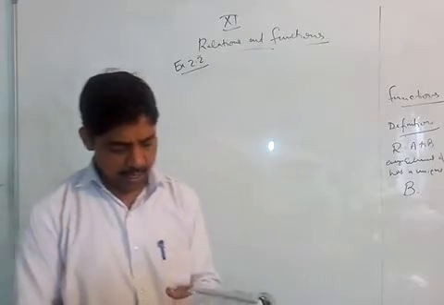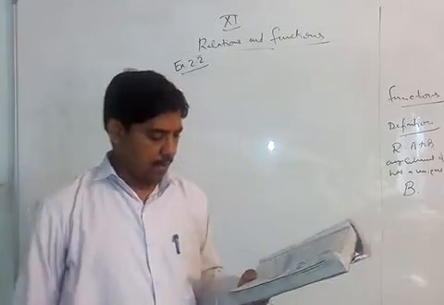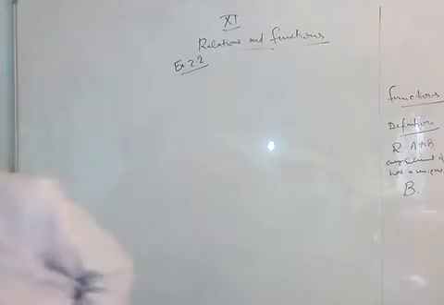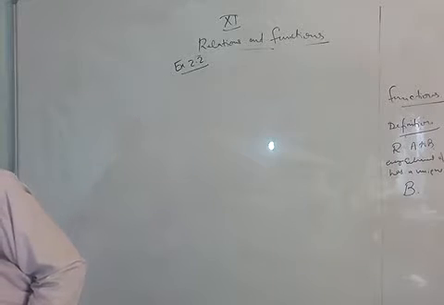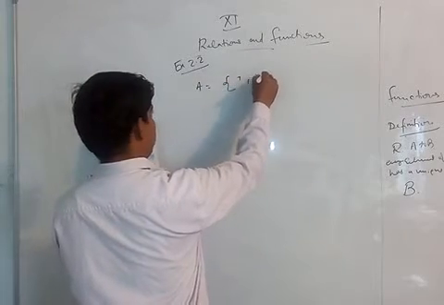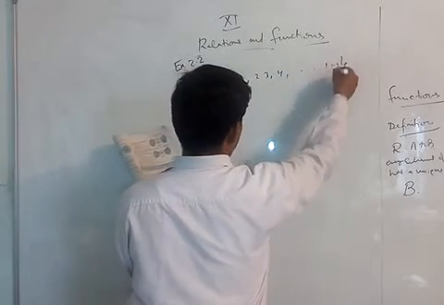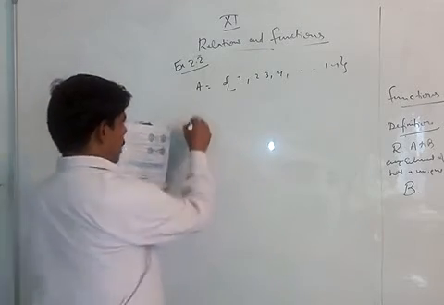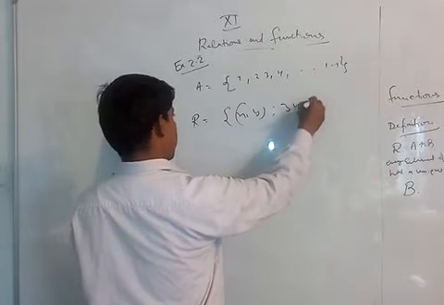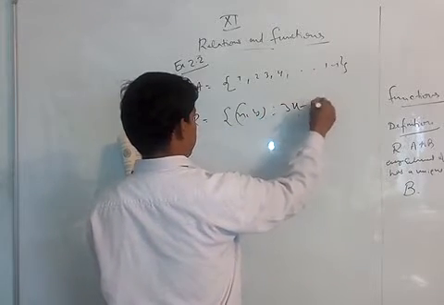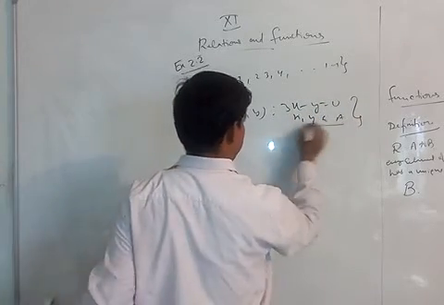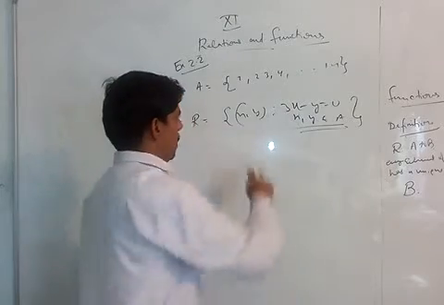First question: A is 1, 2, 3 up to 14. Define a relation from A to A by R = {(x, y): 3x - y = 0, x, y belong to A}. We have a set A given by 1, 2, 3, 4 up till 14, and the relation R is such that 3x minus y is equal to 0, where x, y belong to A. This is very important. x and y are not belonging to natural numbers, they are belonging to A.